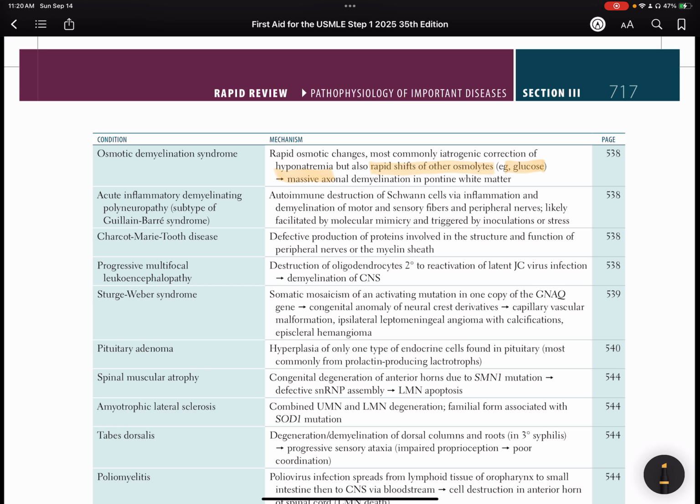What is acute inflammatory demyelinating polyneuropathy, also a subtype of Guillain-Barré syndrome? Autoimmune destruction of Schwann cells via inflammation and demyelination of motor and sensory fibers and peripheral nerves, likely facilitated by molecular mimicry and triggered by inoculations or stress.